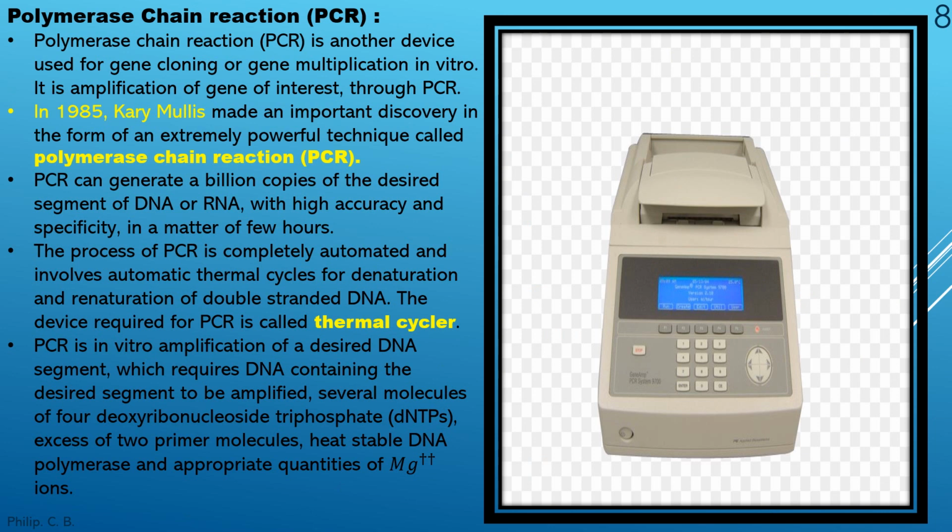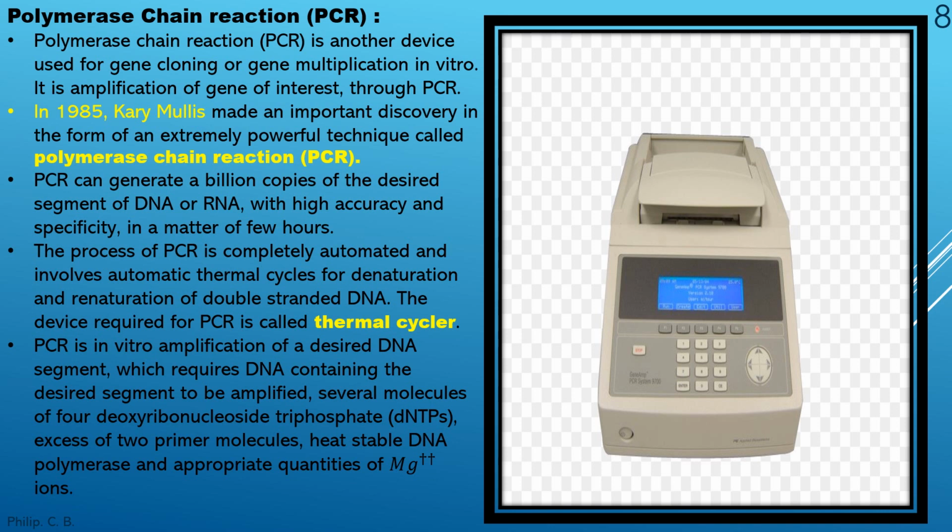Now coming to the next part, polymerase chain reaction or PCR. Now you can see the machinery which is used for PCR, that is polymerase chain reaction. It is another device used for gene cloning or gene multiplication. In vitro, it is amplification of the gene of interest through PCR. So what is done here? In simple words, you make more copies of the gene, or you multiply the gene by the in vitro method. Now in 1985, Kary Mullis made an important discovery in the form of an extremely powerful technique, that is polymerase chain reaction, which is PCR.